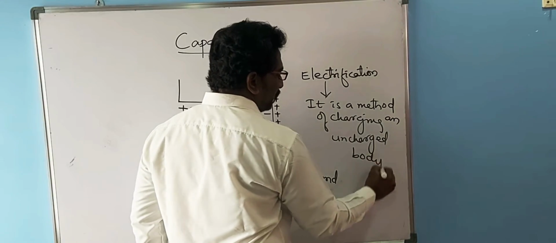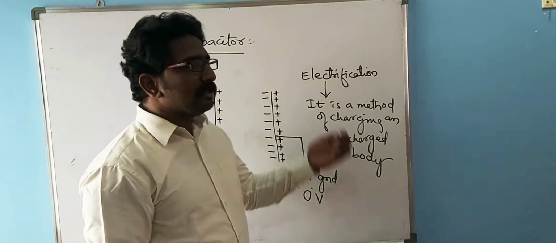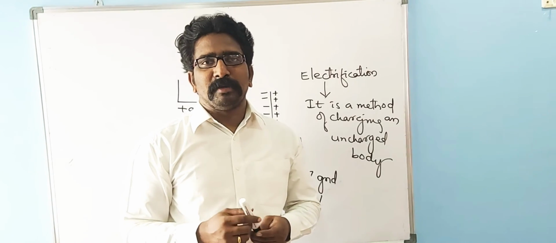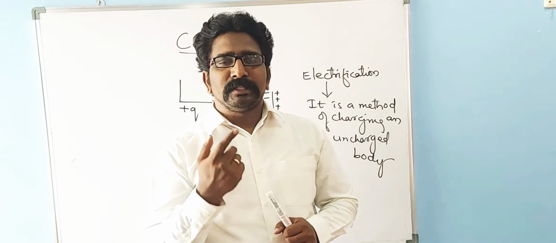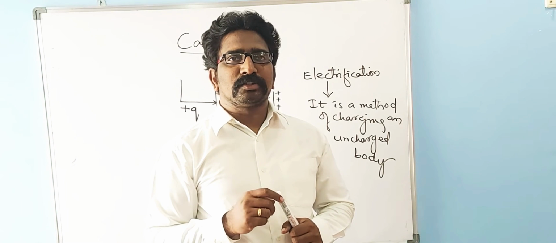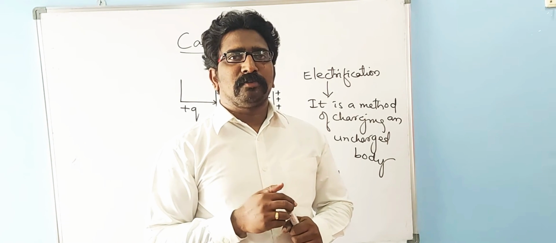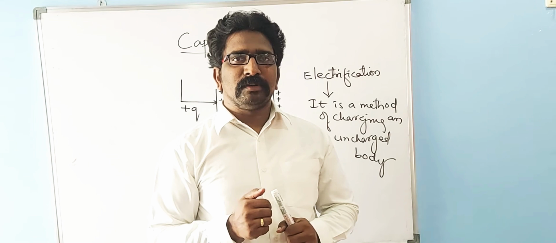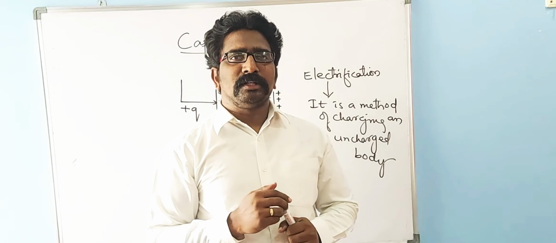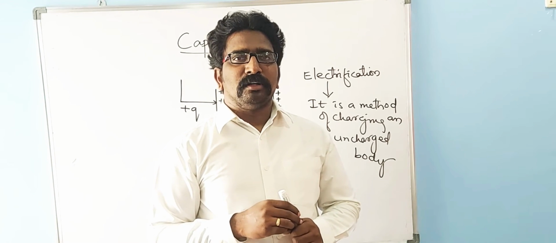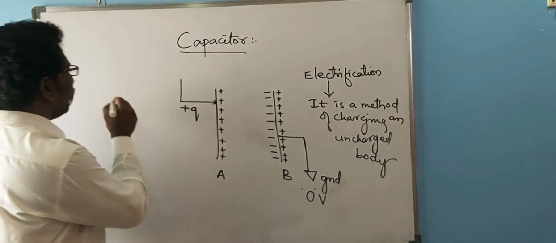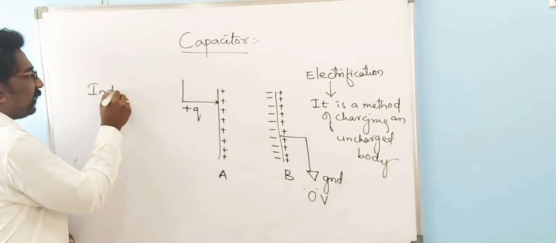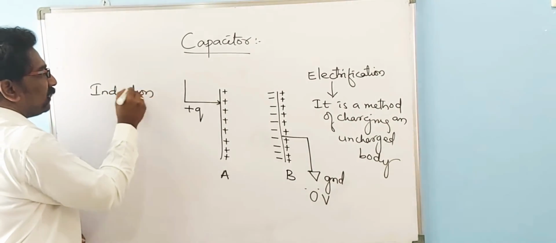There are three different types of electrification methods. The first method is called friction, the second method is called conduction, and the third method is called induction. So what is meant by induction? Induction is a process of charging an uncharged body.